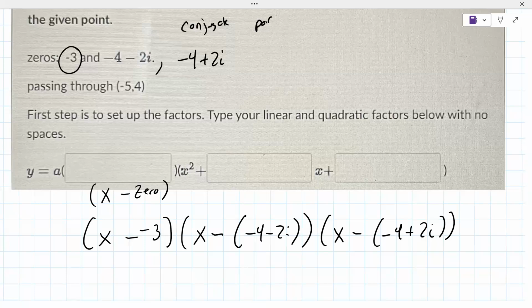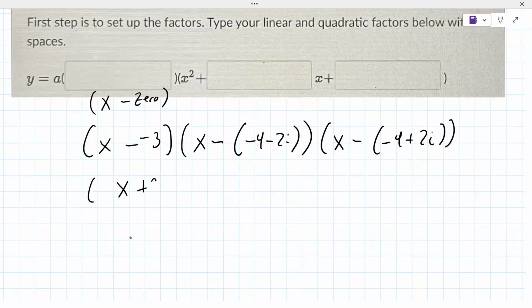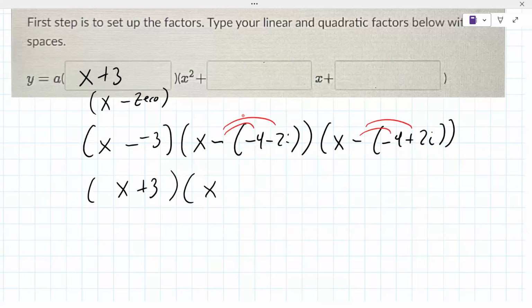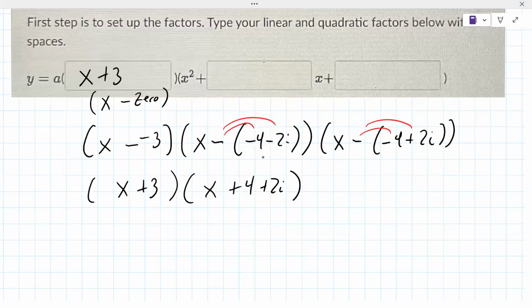Is that okay? Yes. All right, so the first one on the left here, the double negative becomes x plus 3. That's actually what's going to go in here in that first position. The other one requires you to distribute this negative in here, x plus 4 plus 2i, x plus 4 minus 2i, like that.